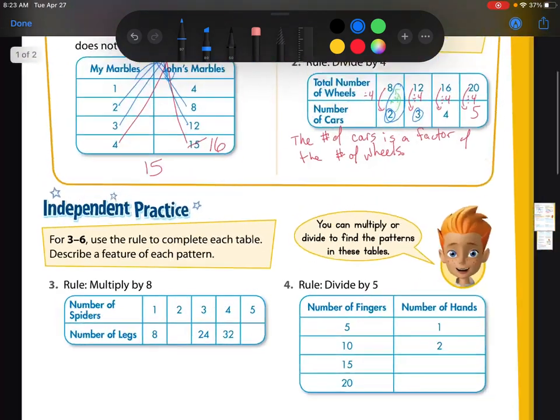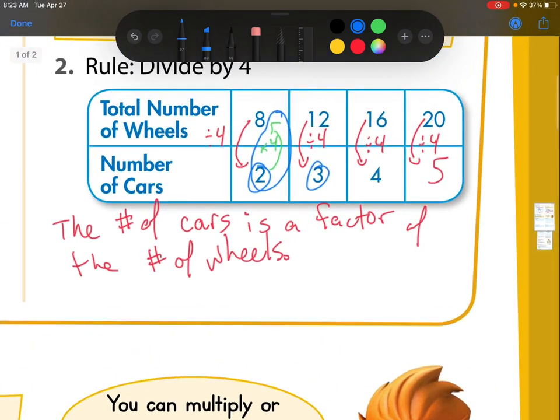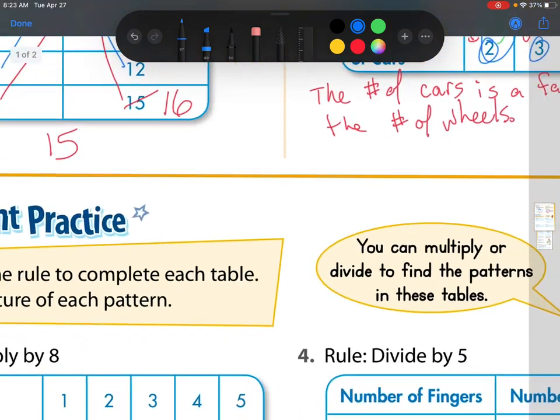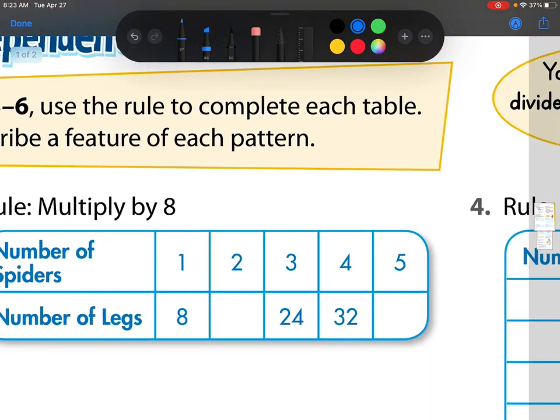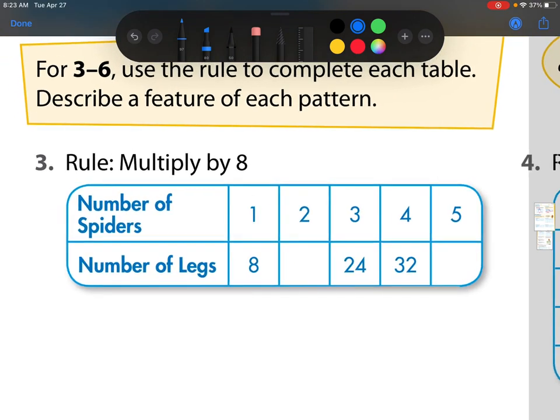A feature you could have also put as well, if it was easier, is you could say you notice it goes up by 1, 2, 3, 4. We're increasing by 1. It's increasing by 4. You could have put that. You could have put they're all evens for the total number of wheels. There's many other answers we could have put.